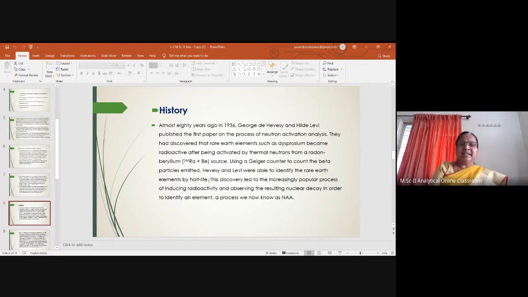We have seen that some elements have a short half-life, in seconds, and some elements have a long half-life, in years.